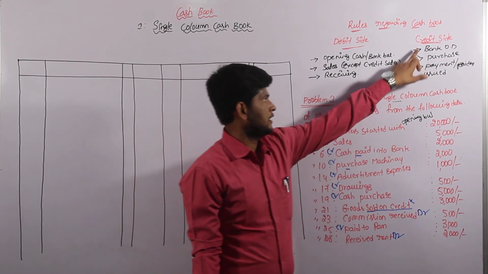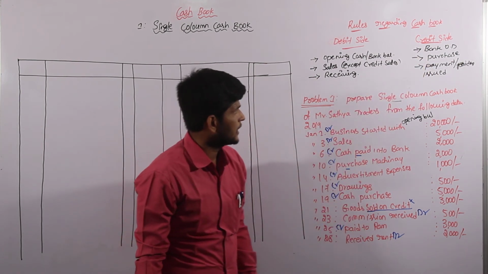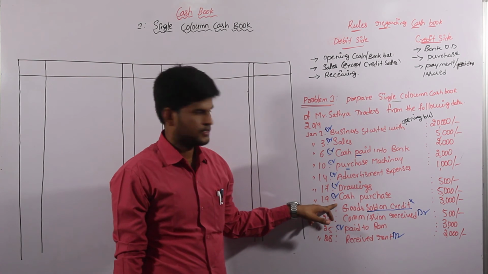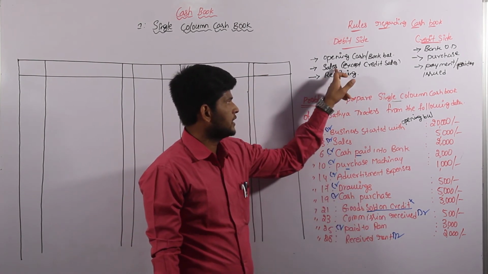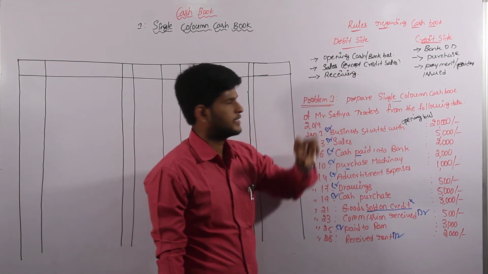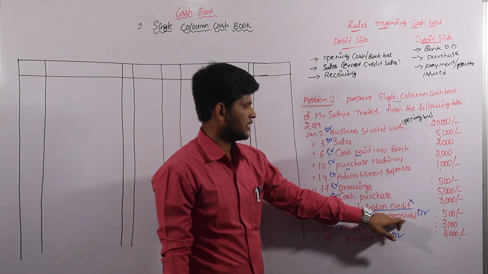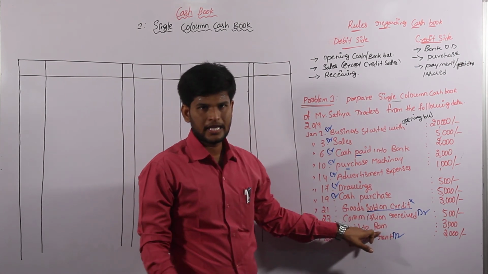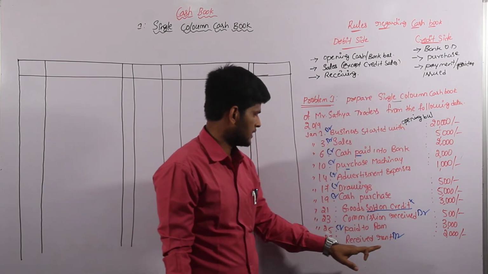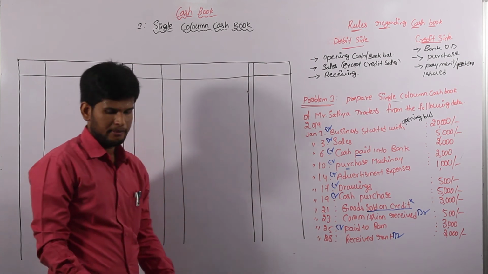Cash purchase. According to the credit side, that will be the second condition. Purchase is always credit side. And goods sold on credit, according to the rule of the debit side, only cash sales we have to enter, credit sales we don't want to consider. And come to the next one, commission received. Receiving is always debit side. Paid to Ram, payment is nothing but cash outflow, so it will also be credit side. Received rent, rent we are receiving. Receiving is also debit side.